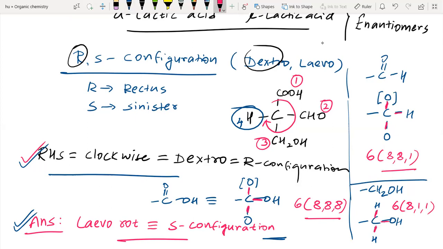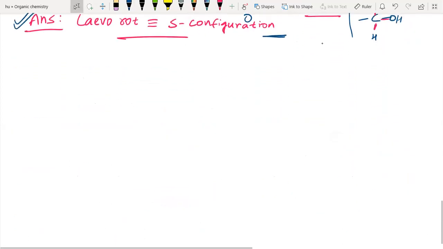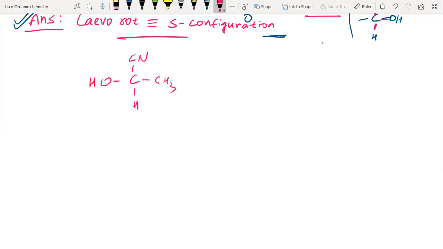Okay, now we'll see one more example to help you understand this. Suppose the example is, here we have a cyanide group. So this is H, and this side we have CH3, and here we have OH. So how do we find out the configuration and the rotation?